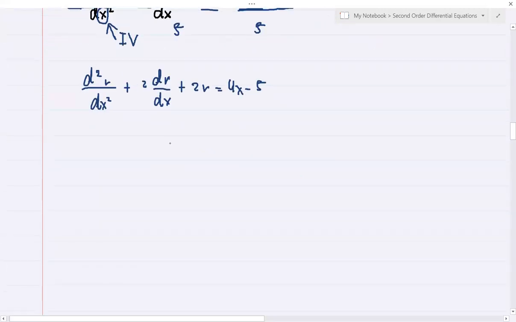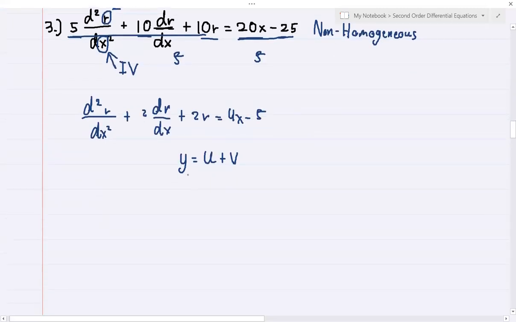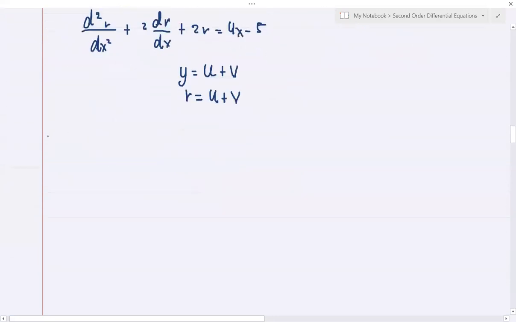Once again, since it is a non-homogeneous DE, your general solution would be y is equal to u plus v. Now let's substitute. Remember that your dependent variable is your r. Therefore, you will have r is equal to u plus v. Now let's find your u function.